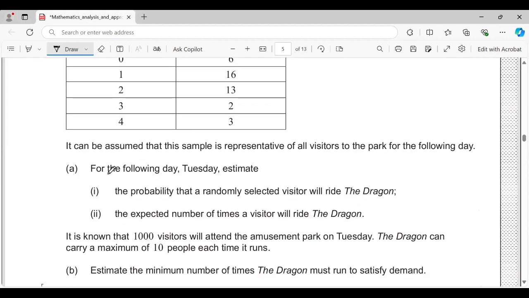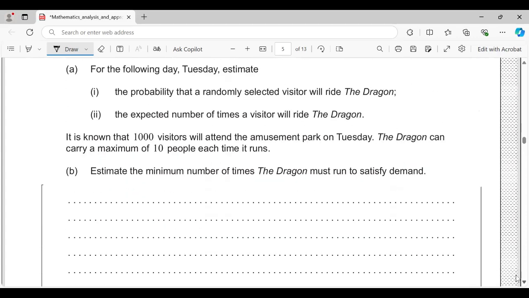Question: for the following day, Tuesday, estimate one, the probability that a randomly selected visitor will ride the Dragon. The second, the expected number of times a visitor will ride the Dragon. Okay, I will solve this first, question A. After that, question B.